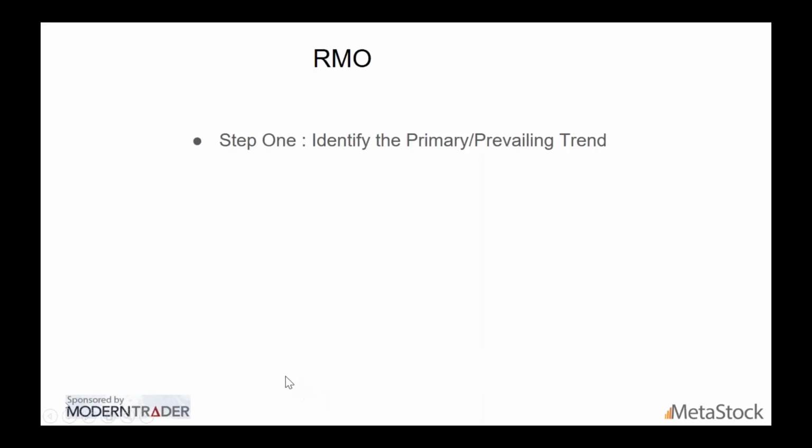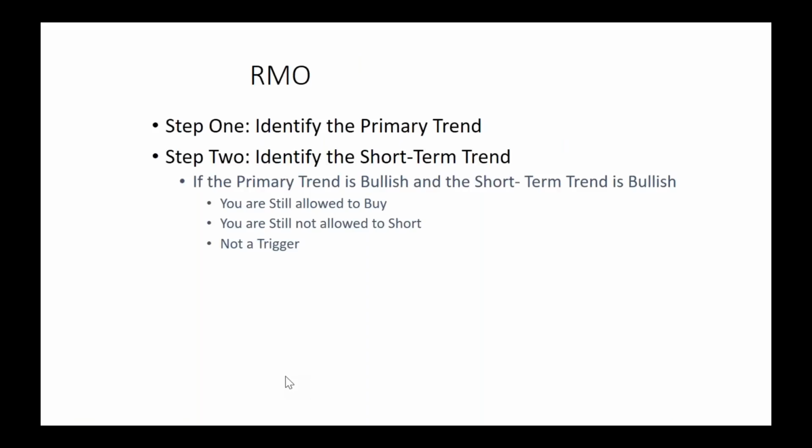I'm just going to go back into my PowerPoint and talk about it. Step 1, we identify that primary or prevailing trend. I'm missing a slide here, but it should say if the primary trend is bullish, you're allowed to buy, you're not allowed to short. We're missing just one slide. But step number 2, once we determine what our long-term trend is, we want to then identify what the short-term trend looks like.